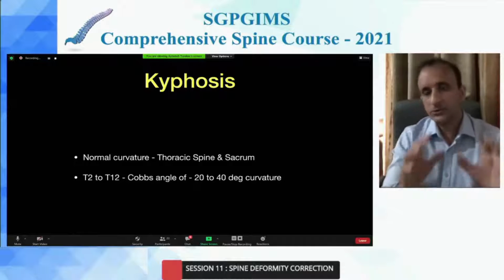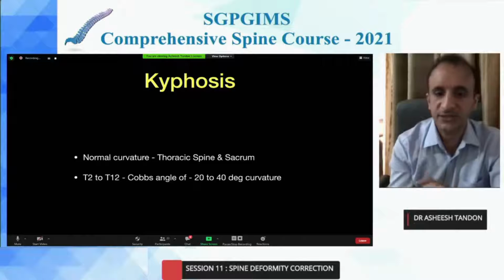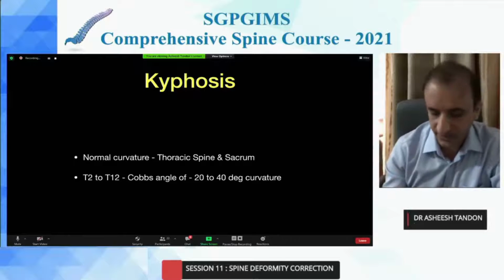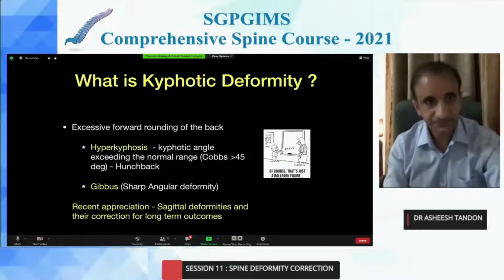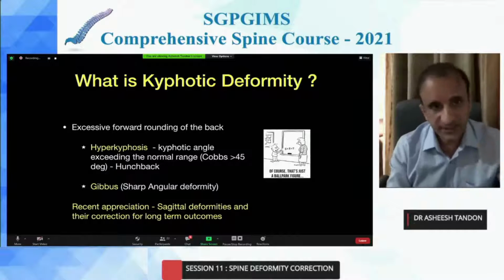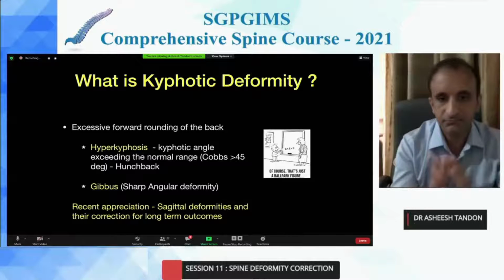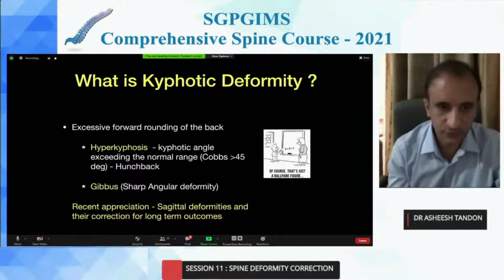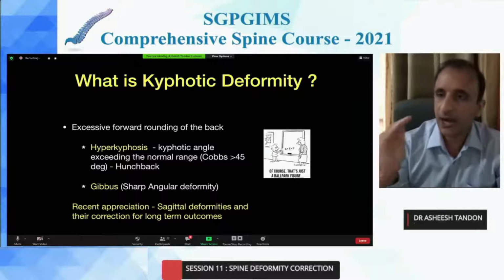Now, coming on to kyphosis, kyphosis is a normal curvature in the thoracic spine and sacrum, and the Cobb's angle varies between 20 to 40 degrees between T2 and T12. Whereas a kyphotic deformity is excessive forward rounding of the back. The jury is still out regarding the Cobb's angle as far as hyperkyphosis is concerned. And gibbous is a sharp angular deformity.